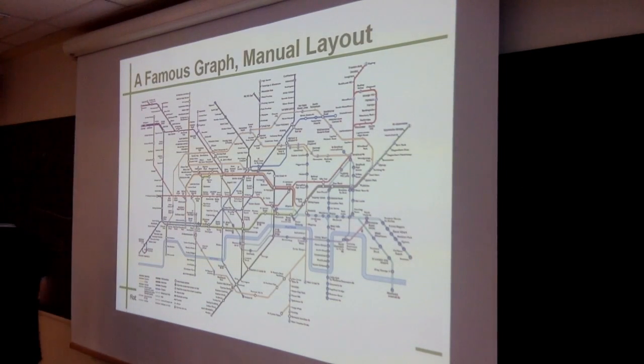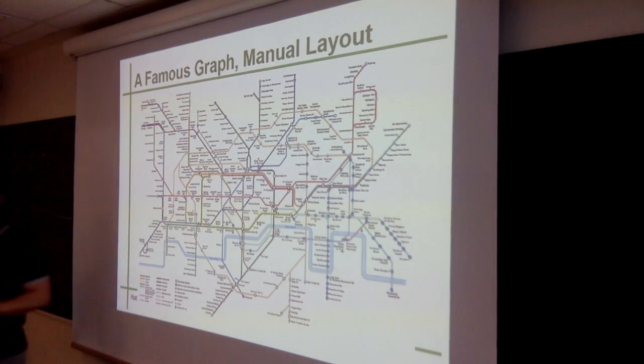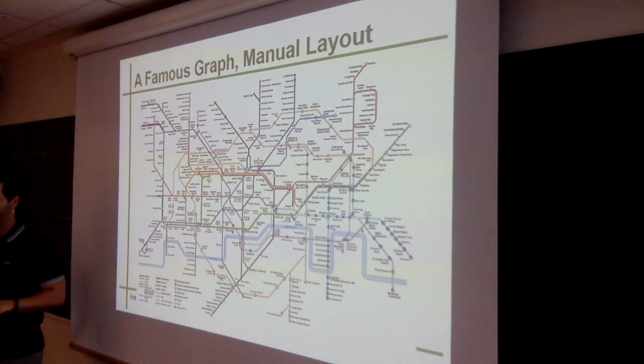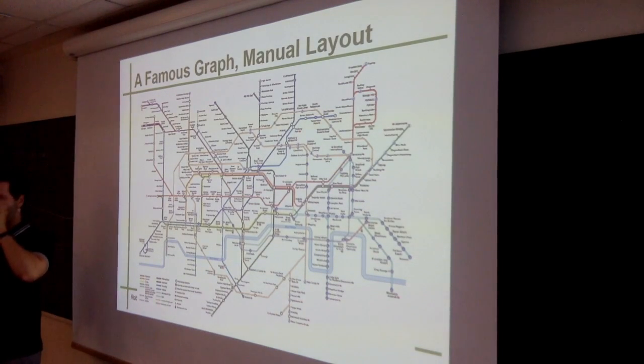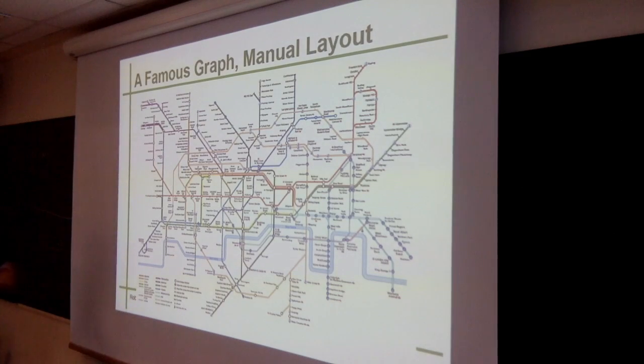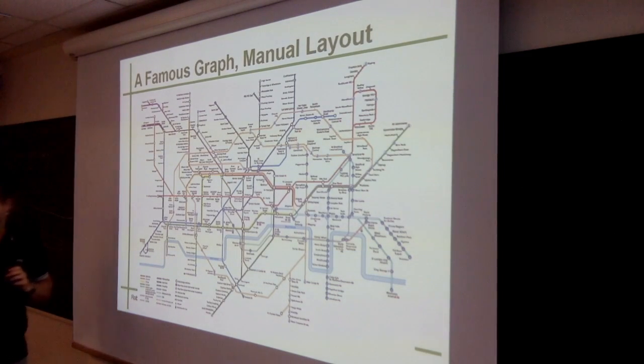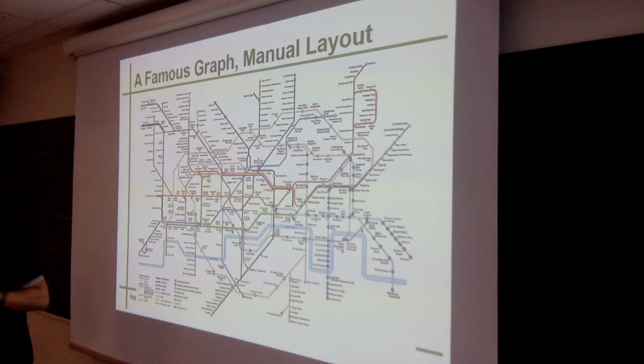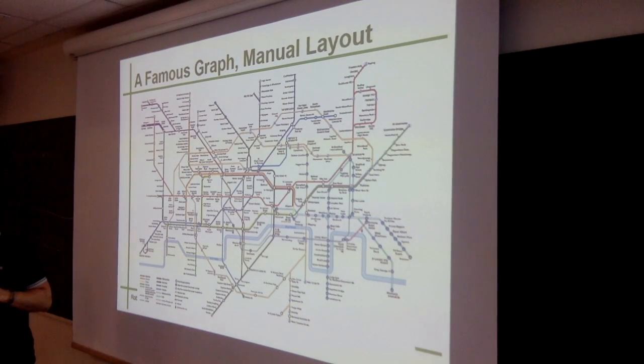Here's a famous graph. Anybody? London. The London Underground, right? It's quite well known, and I don't remember who made it, but it's gone through a number of iterations to try to improve the layout, right? And you can see that those optimizations, they've tried to apply those rules to the London Underground graph, right?